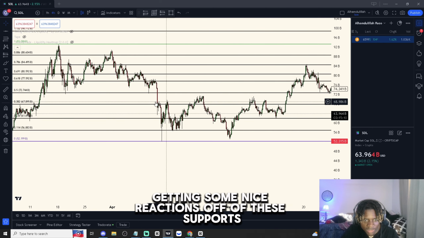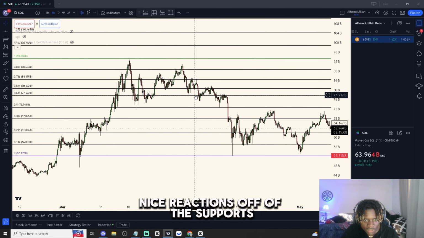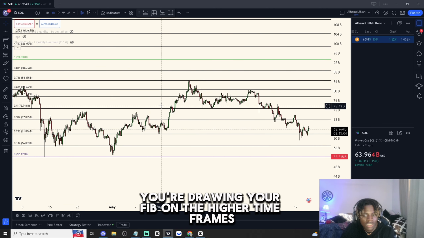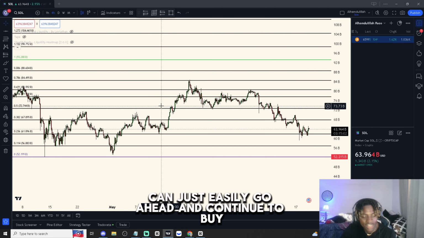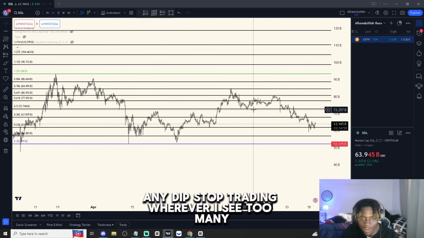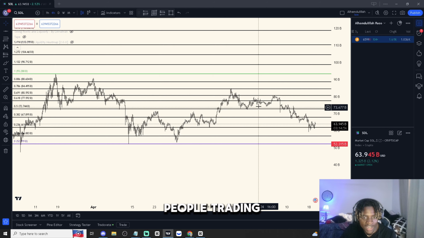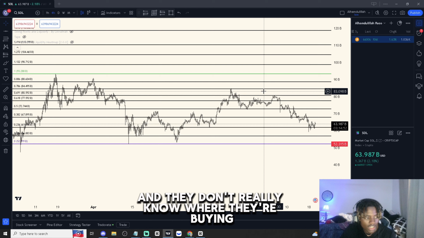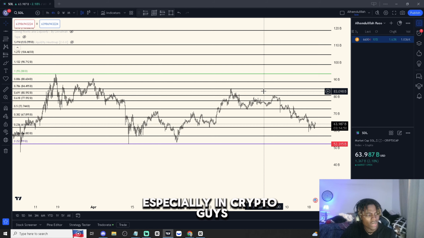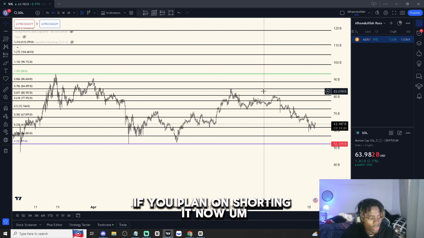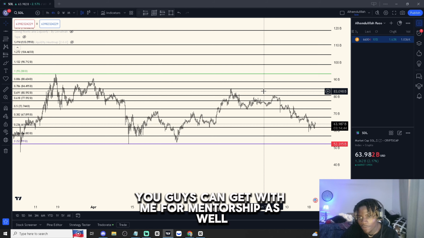Very reactive fib levels, guys, getting some nice reactions off of these supports. You just want to make sure that you're drawing your fib on the higher time frames, then scale down, and then you can easily continue to buy any dip. Stop trading wherever. I see too many people trading at the top of all-time highs, just buying wherever, and they don't really know where they're buying, especially in crypto, guys. You want to be making sure that you're catching the bottoms, and catching the very tops if you plan on shorting it.